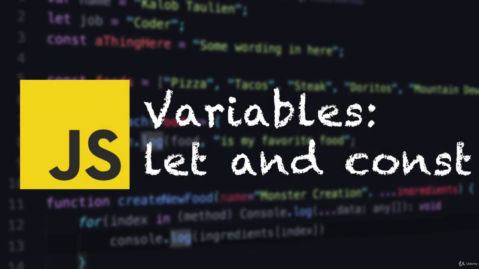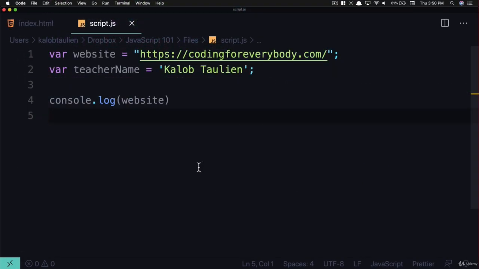Let and Const. Let and Const are two new variable types in JavaScript. These are performance-based variables and come with this thing called scoping, which we'll talk about significantly down the road. So really, to learn about let and const, we have to pretend we know about some other things.